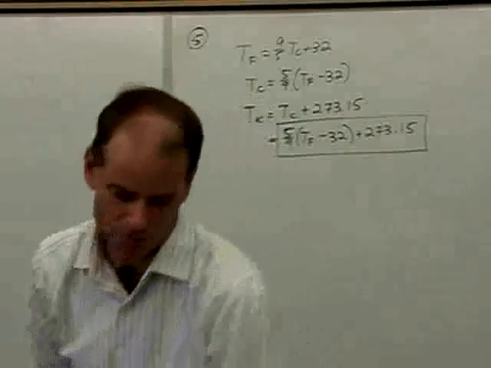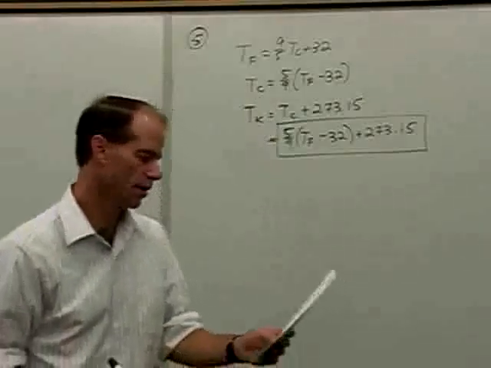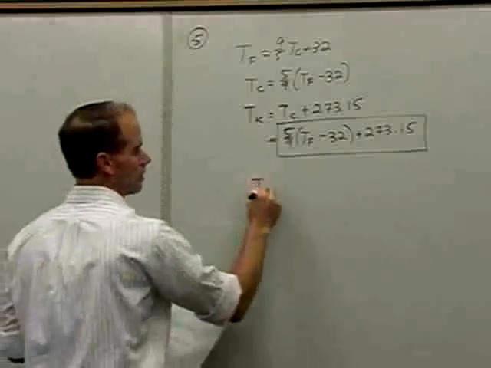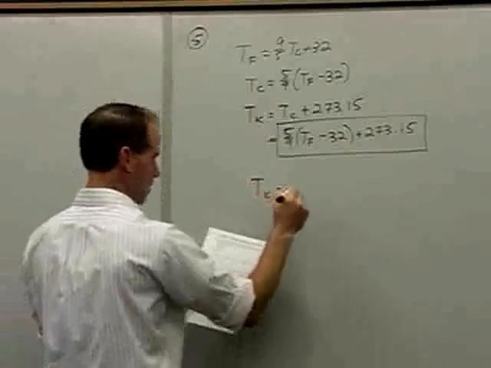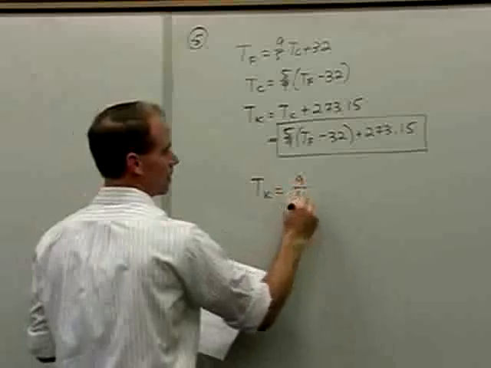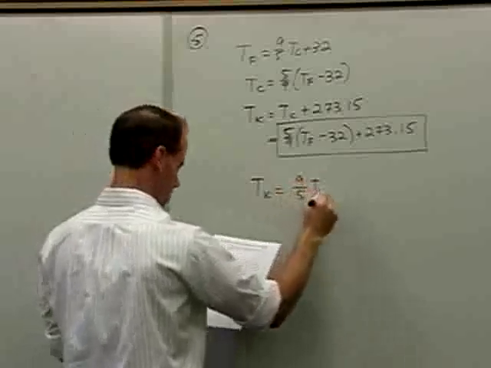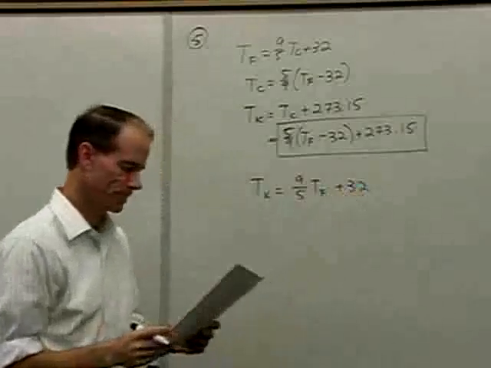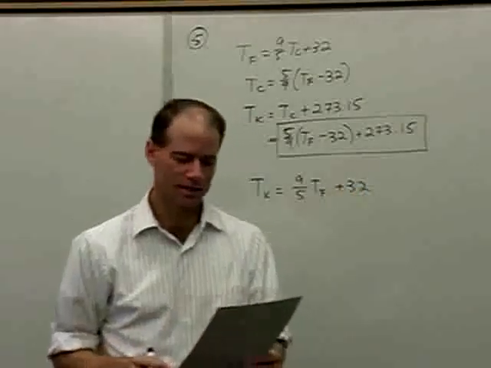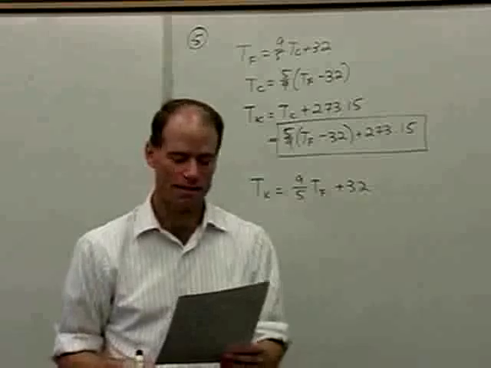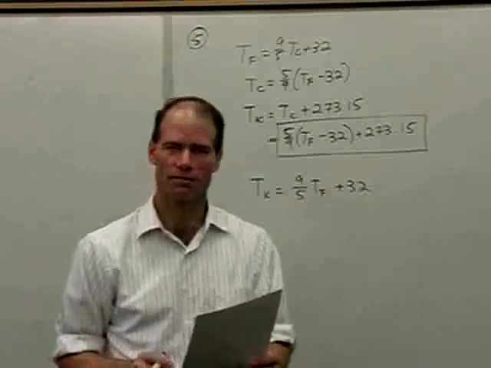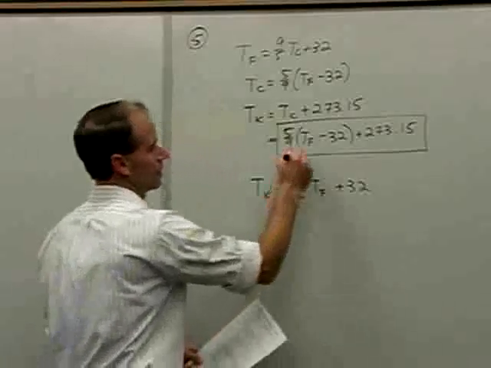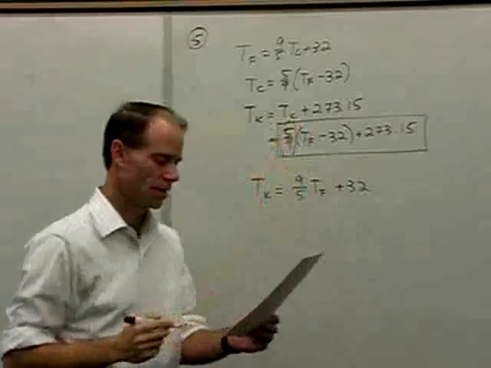In this problem, we were told that the student had written down the temperature in Kelvin was 9/5 the temperature in Fahrenheit plus 32. So what's wrong with this equation? Well, part A is correct. The factor in front of the TF should be 5/9. We should have this factor here.